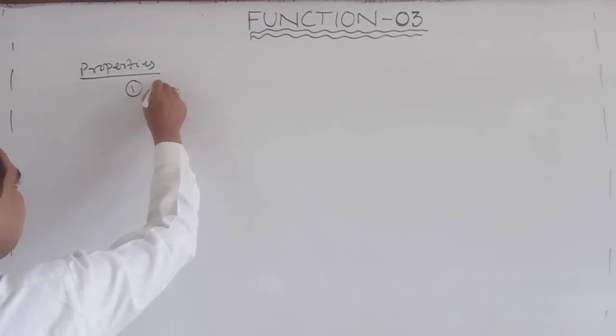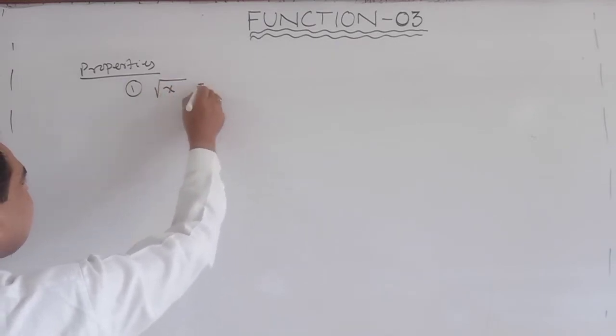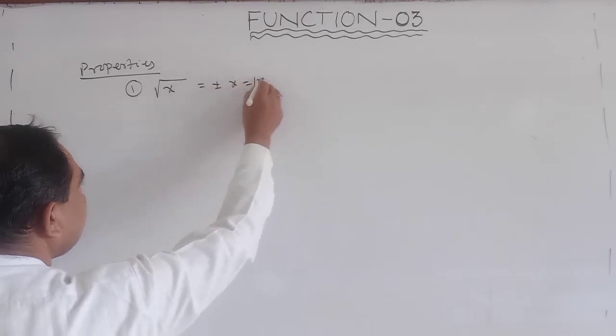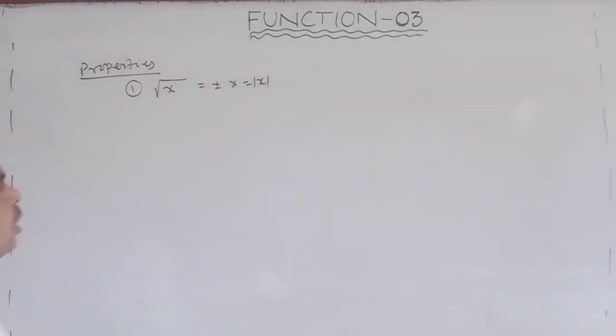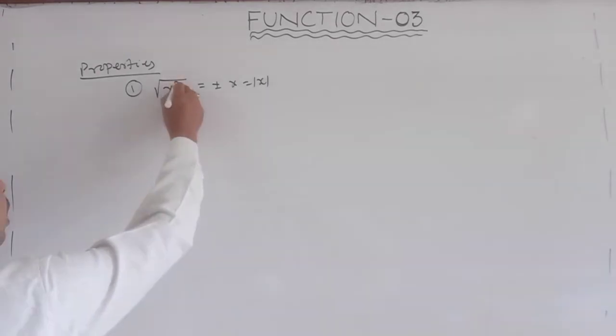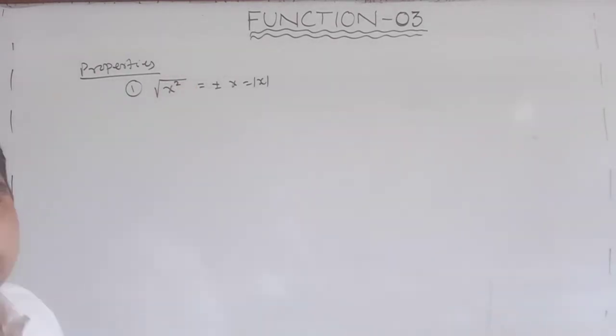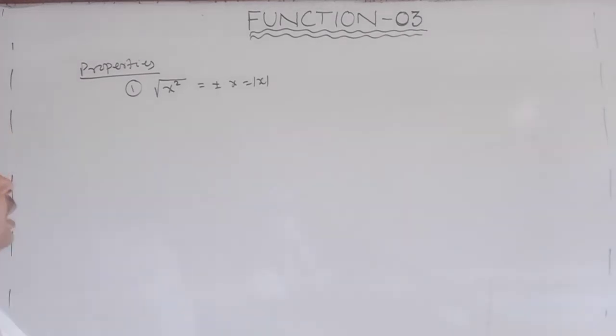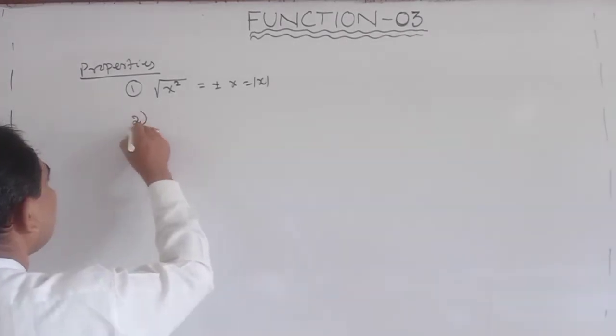1. Square root of x squared is equal to plus or minus x, which is equal to mod of x. Square root of x square is equal to plus or minus x is equal to mod of x. 2.